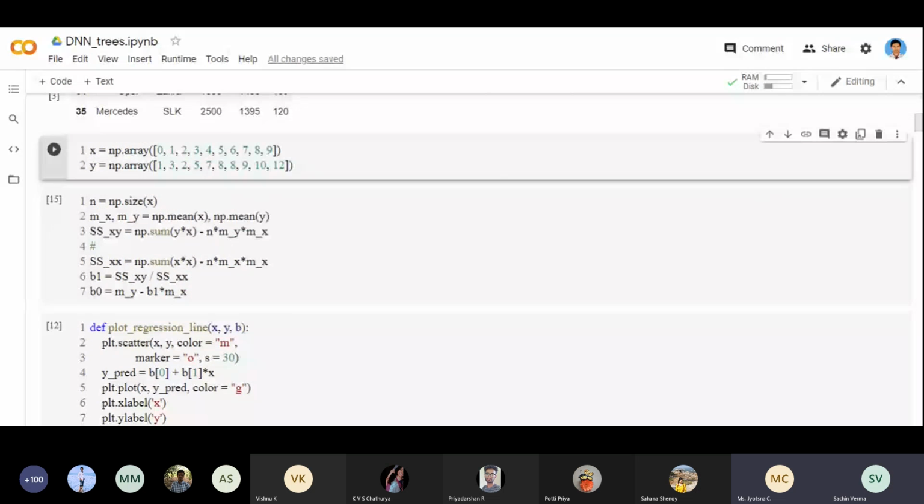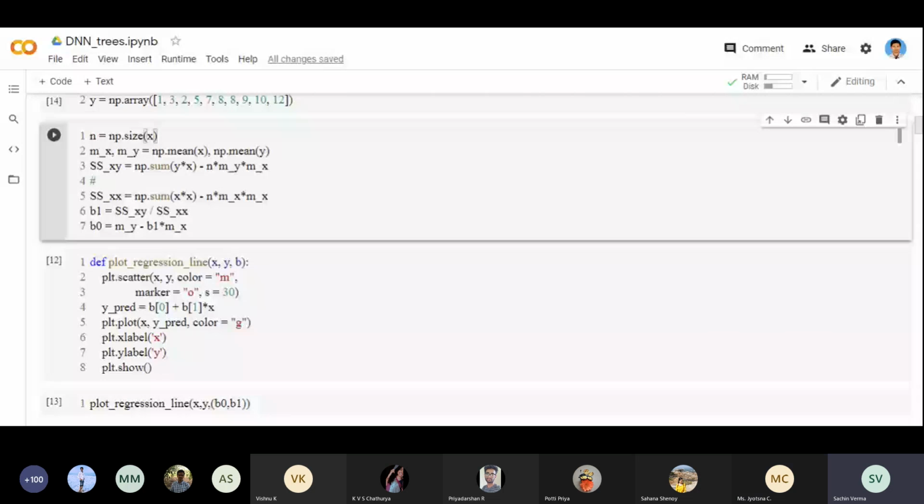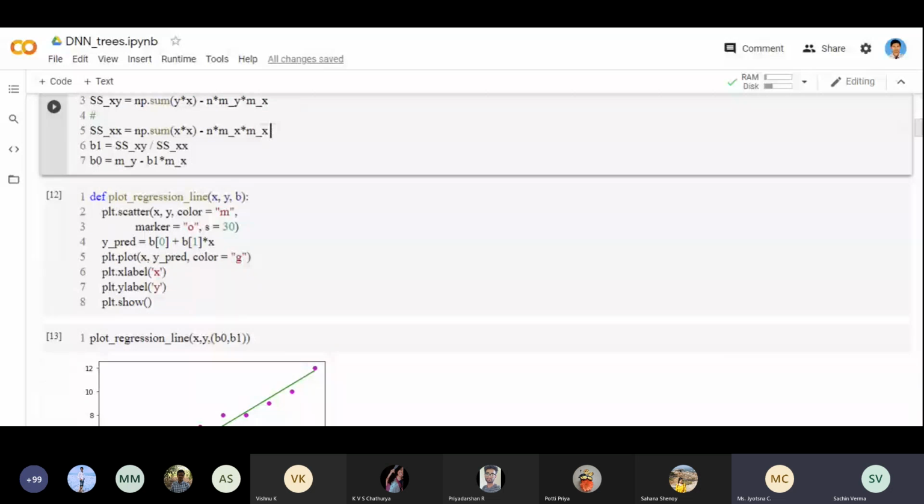So this is my XY array. Basically I'm calculating the size, and then I calculate the mean of X and Y. And then this is nothing but the covariance of X and Y. We can also do this by multiplying X minus X bar and Y minus Y bar. Then you need to find B naught and B1, the slope and the intercept. Only then you can draw the line.